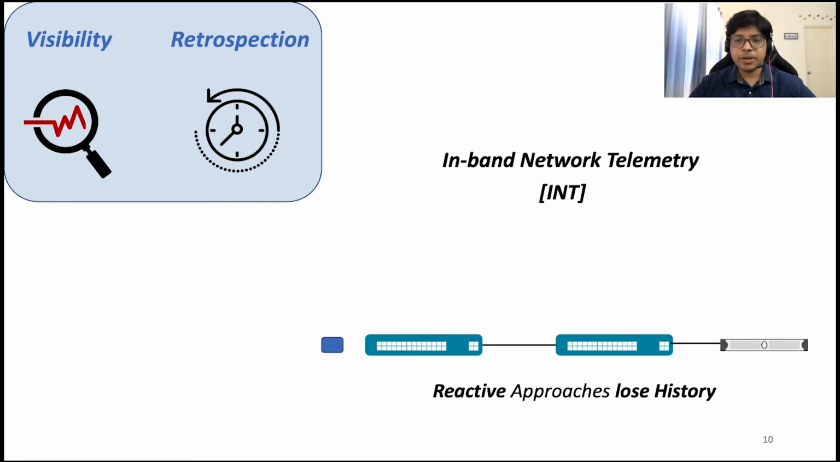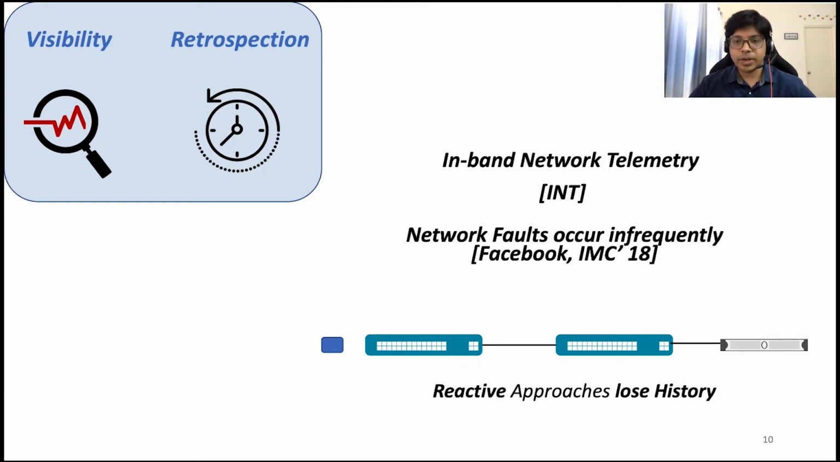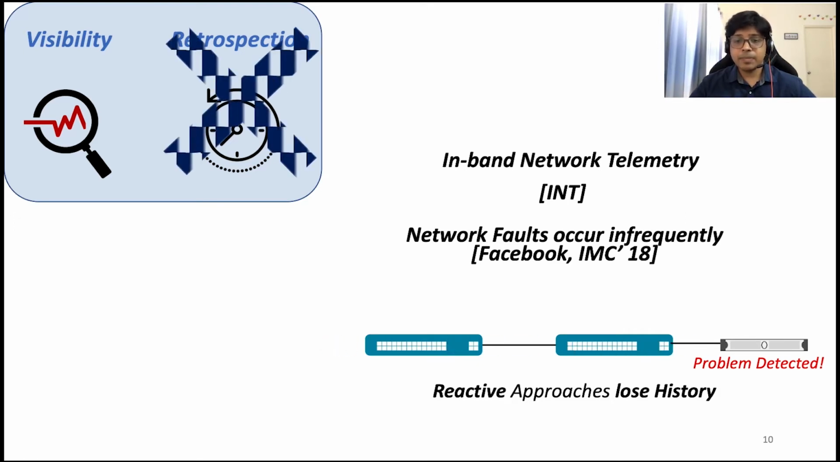Nevertheless, collection of telemetry information continuously in an operational network may be wasteful as network faults occur very infrequently. Hence, it's actually possible to collect the telemetry information after a fault has been detected. However, such a reactive approach would miss out on the retrospection aspect, that is the historical information required for finding the root cause, especially in the case of hard to reproduce transient faults.